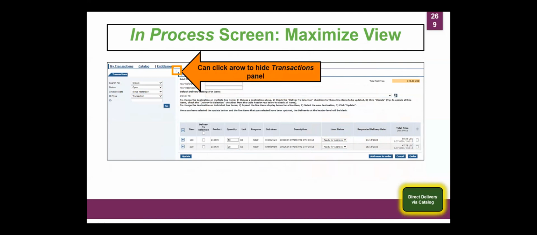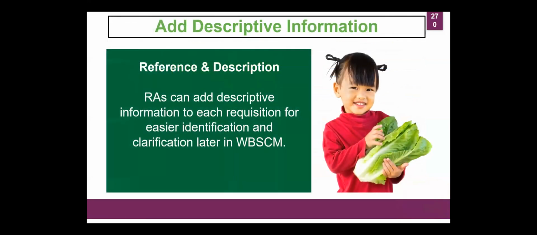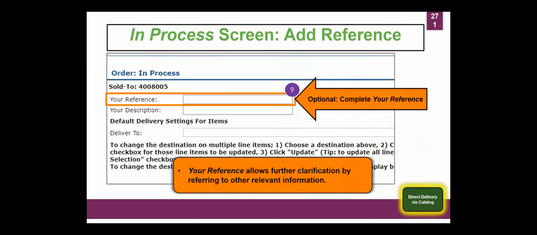So the first thing in that cart are references and descriptions. You can add descriptive information to each requisition, and that just helps you identify and clarify later in WebSEM. So if you have to go back to a requisition, it'll help you know, oh, this one was just my chicken, or oh, this was all my ground beef items. You'll see in your cart, the first thing is reference. It's completely optional, but it helps you when you have to go back and look up things later.